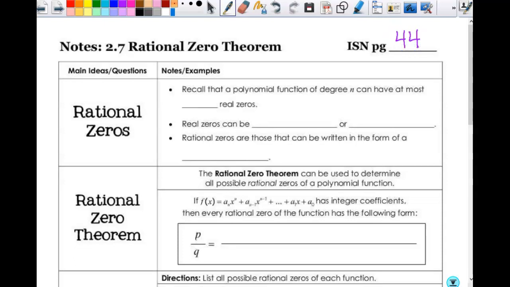So what we're talking about today is the rational zero theorem, which can also be called the rational root theorem. Those of us that learned math back in the day, we know it as the rational root theorem, but root and zero are the same thing, right? And I think the official name is rational zero theorem, which makes me think they changed it along the way somewhere, but it doesn't even matter. They mean the same thing. So let's talk about rational zeros.